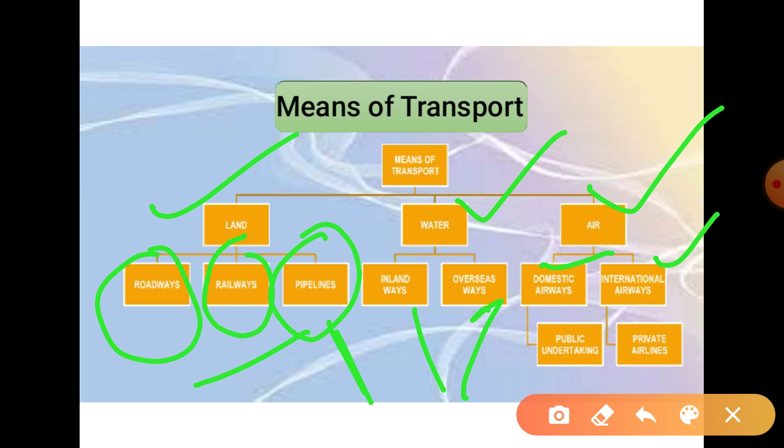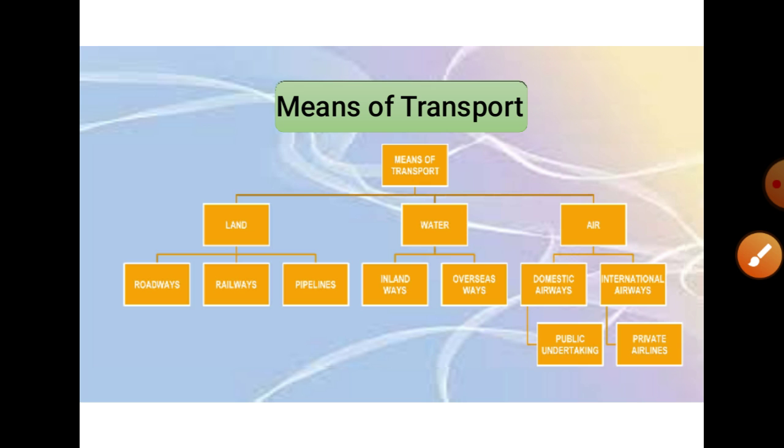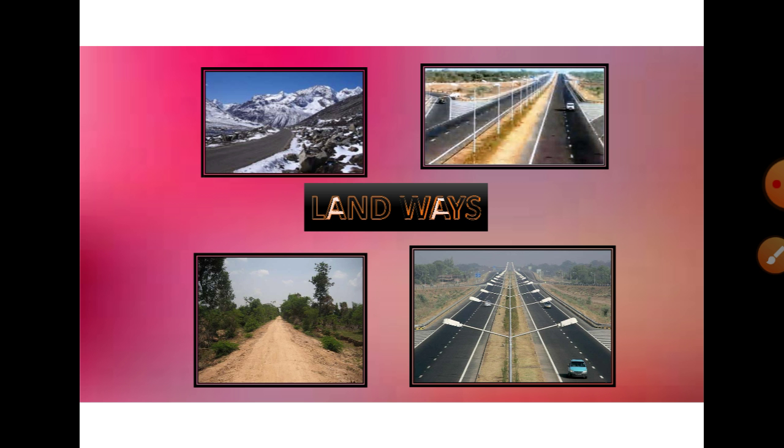Domestic airways are in public undertaking and international are in private airlines. So these are the means of transportation. First we will see the landways.